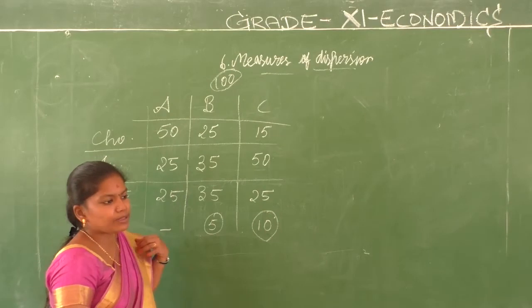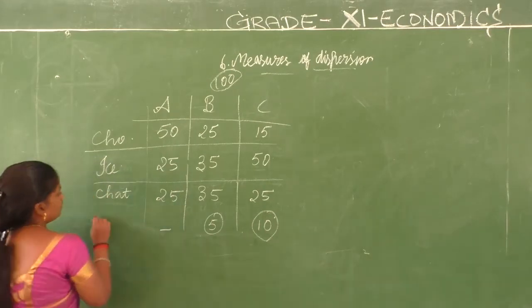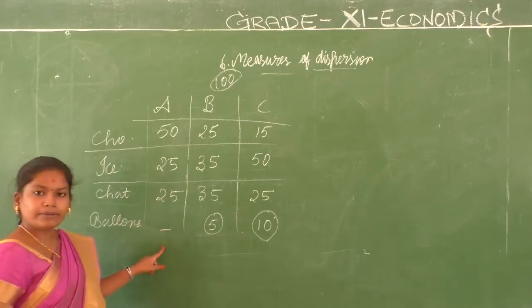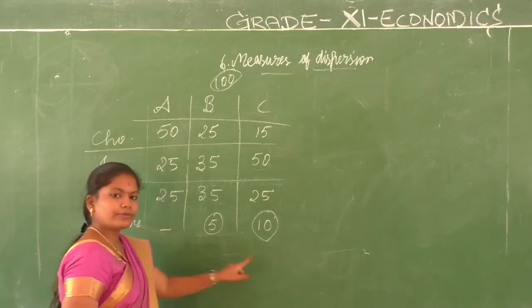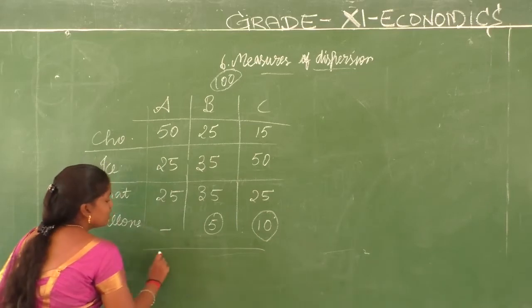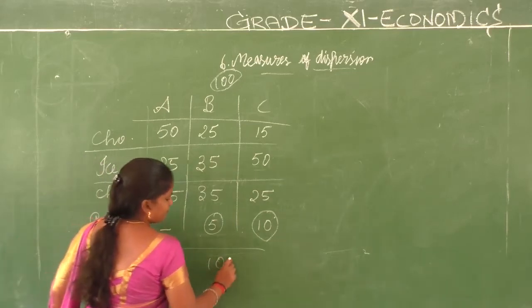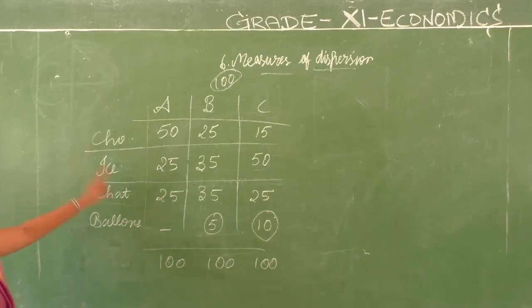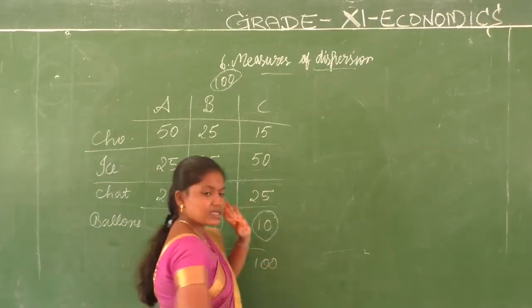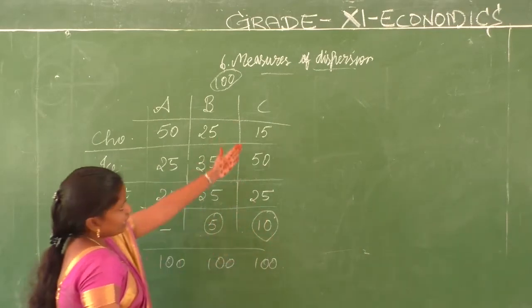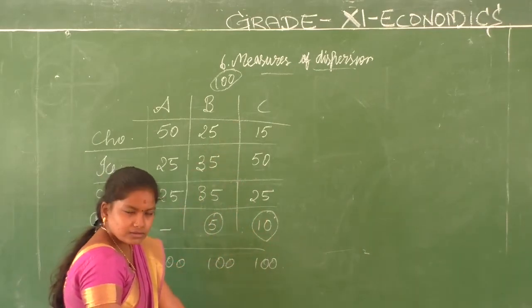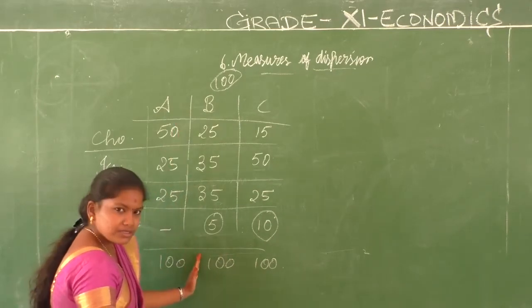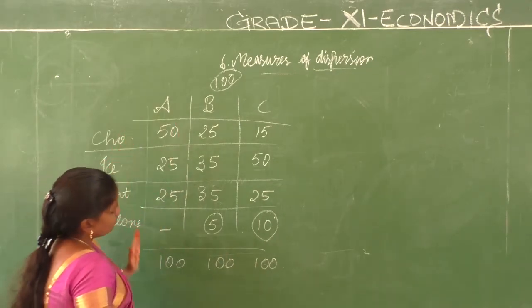Say for example, they are buying balloons, okay? This person didn't buy anything. This person has bought for 5 rupees. This person has bought for 10 rupees. So all of them are 100. Okay, but with this 100 rupees, A has bought 4 things, B has bought 4 things, C has bought only 3 things.